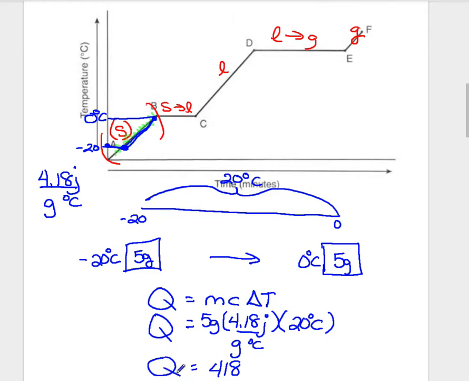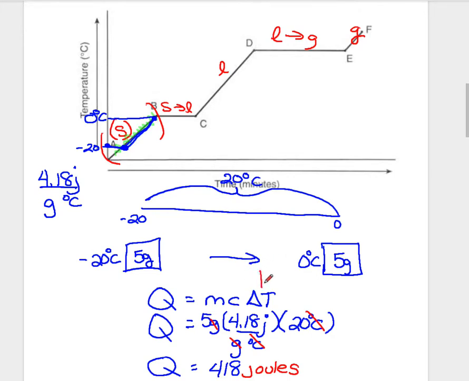What is Q going to equal? Well, if you're following along with the units that I wrote in, these grams are going to cancel, because one's in the numerator, one's in the denominator. Celsius is going to cancel, because one's in the numerator, one's in the denominator. The only unit we have left is joules. And that's good news, because that's what we were trying to find. How much heat did it require? How much heat did it take to raise this 5 grams of ice from negative 20 degrees to 0 degrees?